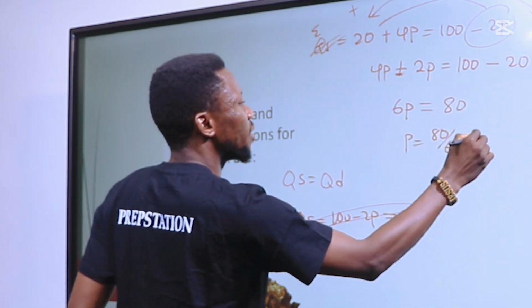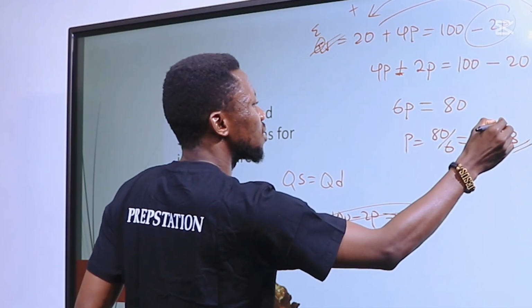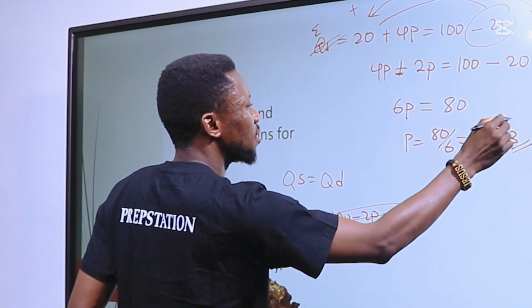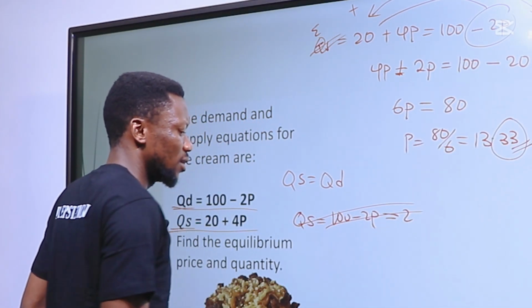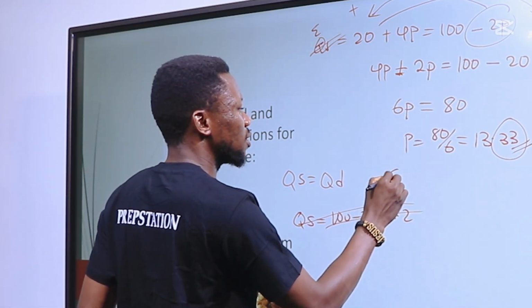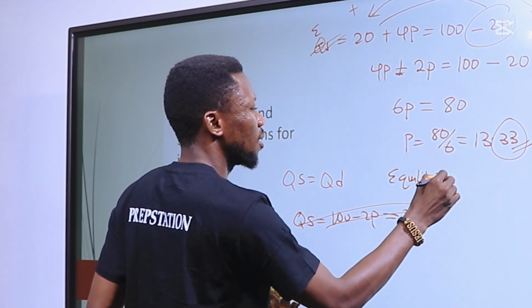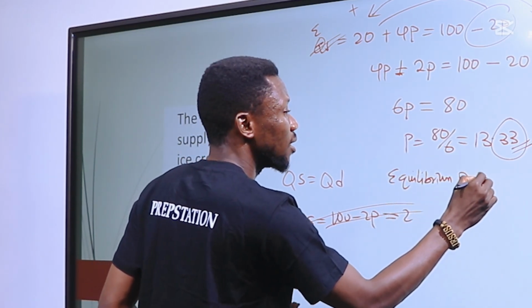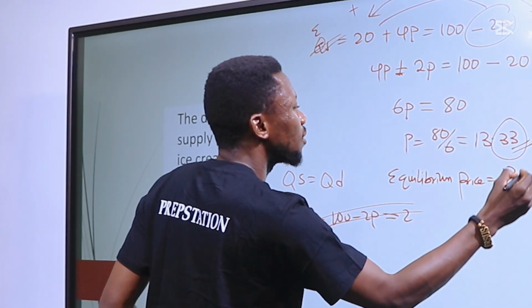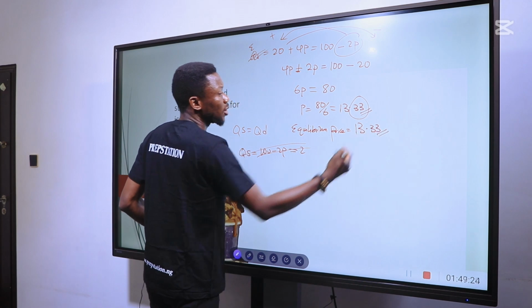If we calculate, this will be 13.33 recurring. So let us just remove this whole 13 thing. We probably might not need this. It's a 3 part. So let us now go. This is our equilibrium price. So our equilibrium price equals 13 naira, if it is naira that we're going with, and 33 kobo.